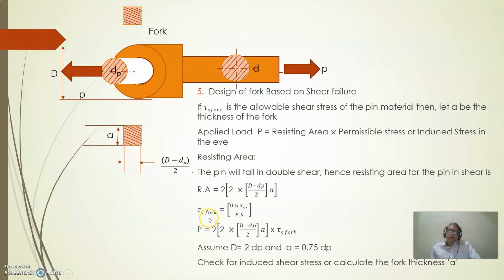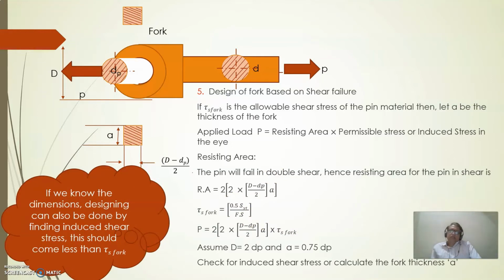So tau s is for the fork. If the allowable shear stress for the fork is this one, then it is 0.5 of yield strength upon factor of safety. Then the applied load P is equal to the resisting area multiplied by stress. So using this equation, I can get the value of A. You can design it by taking tau s equal to this from this equation. Or else, if you go for the proportions, you put D is equal to 2 dP and A is equal to 0.75 dP, and dP is equal to the diameter d in this equation. You can find the induced shear stress, which should come less than the allowable. Okay. So this is how we can calculate the design of the fork based on shear failure.